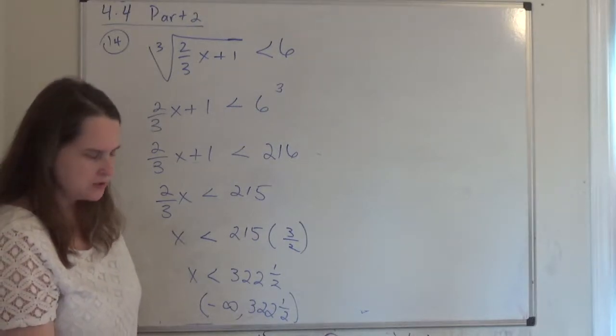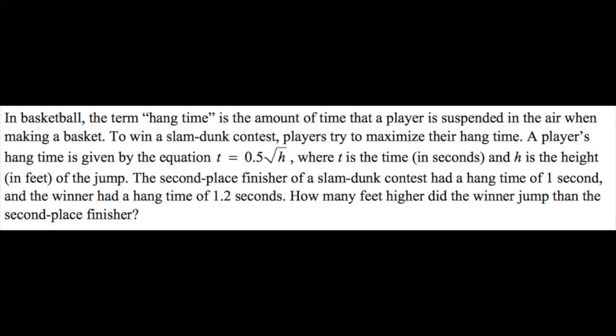And then we're going to look at number 16. It says in basketball, the term hang time is the amount of time that a player is suspended in air while making a basket. To win a slam dunk contest, players try to maximize their hang time. A player's hang time is given by the equation t equals 0.5 times the square root of h, where t is the time in seconds and h is the height in feet of the jump. The second place finisher of a slam dunk contest had a hang time of 1 second, and the winner had a hang time of 1.2 seconds. How many feet higher did the winner jump than the second place finisher?